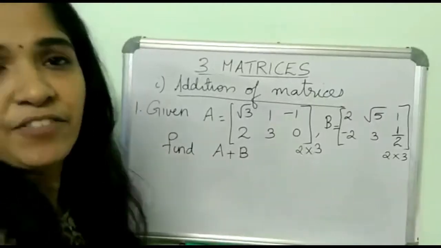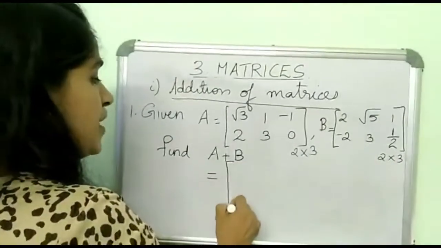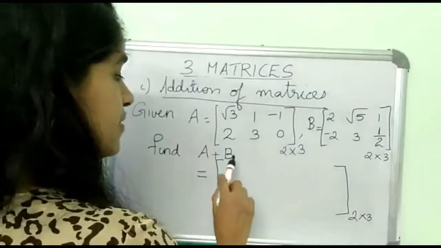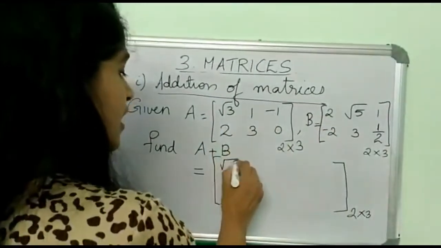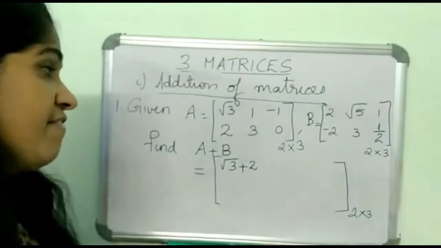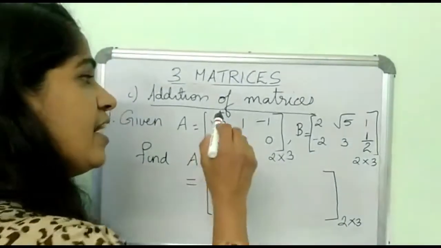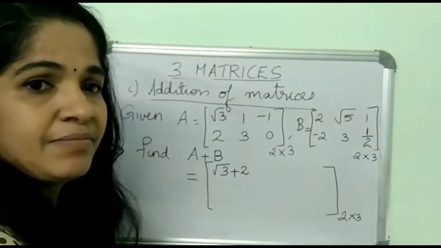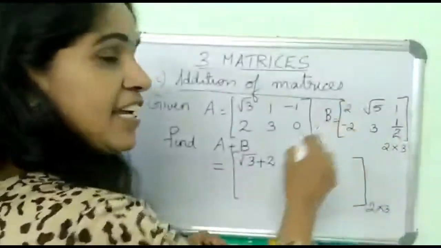So, let me give you the answer to it. A plus B will be a new matrix which will be of the same order 2 by 3. And the corresponding elements will be the sum of the corresponding elements of the matrices A and B. So, the first element A11 of A plus B will be root 3 plus 2. Similarly, you can add each of the corresponding elements of A and B to get the matrix sum. Now, pause the video, find the answer to it and come back.